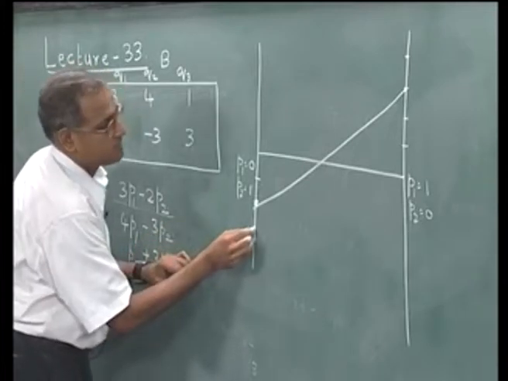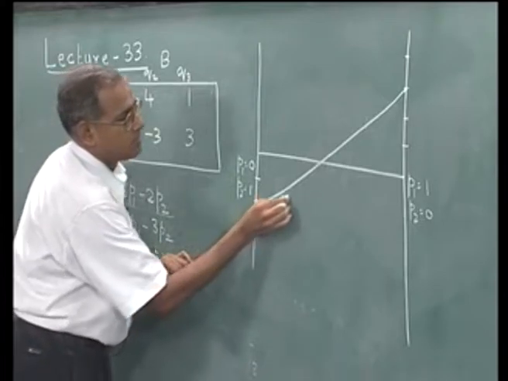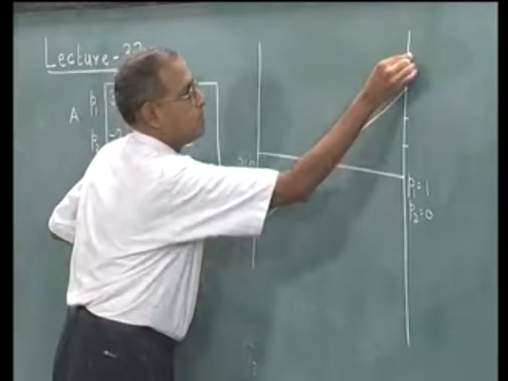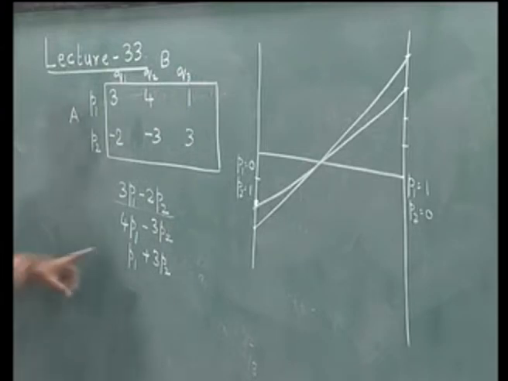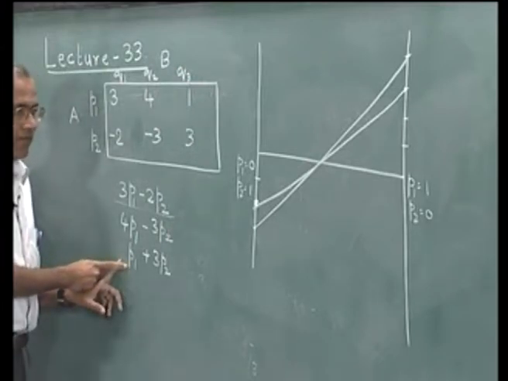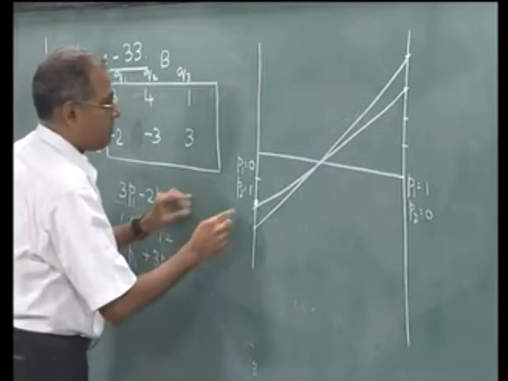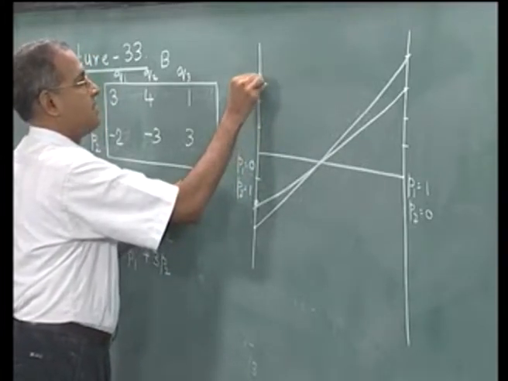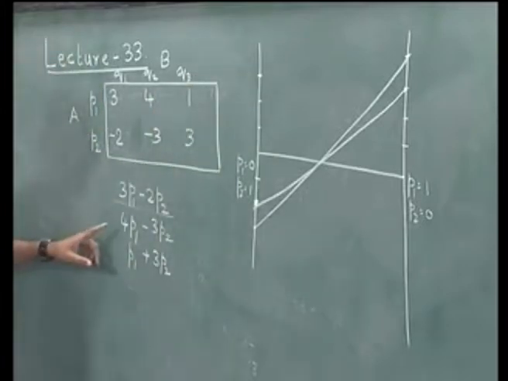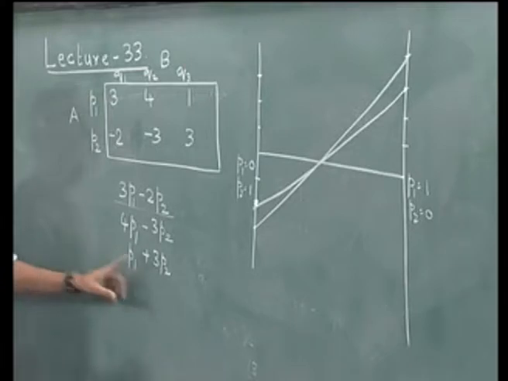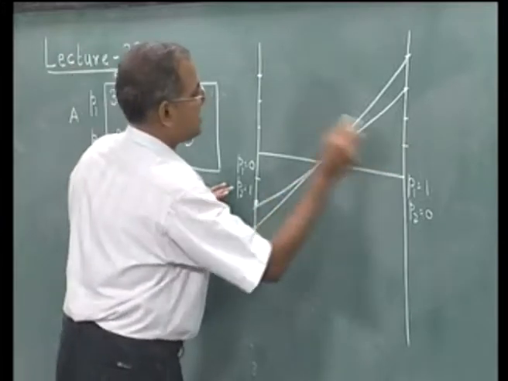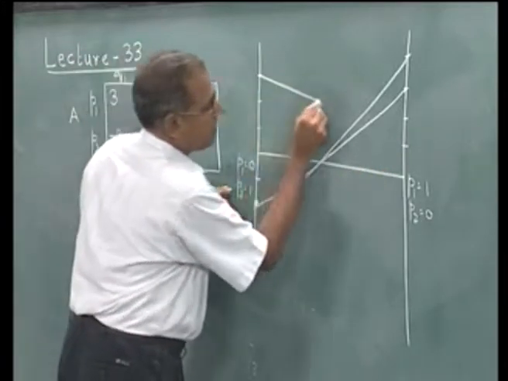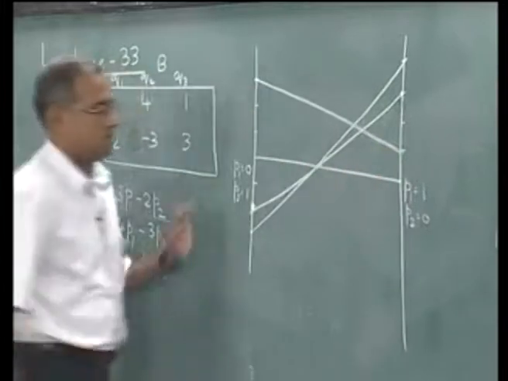And we get, for the third one, when P1 is equal to 0, we get plus 3. So, that is 1, 2 and there is a plus 3, and when P1 is equal to 1 and P2 equal to 0, we get a plus 1. So, plus 1 is here. So, we get this.